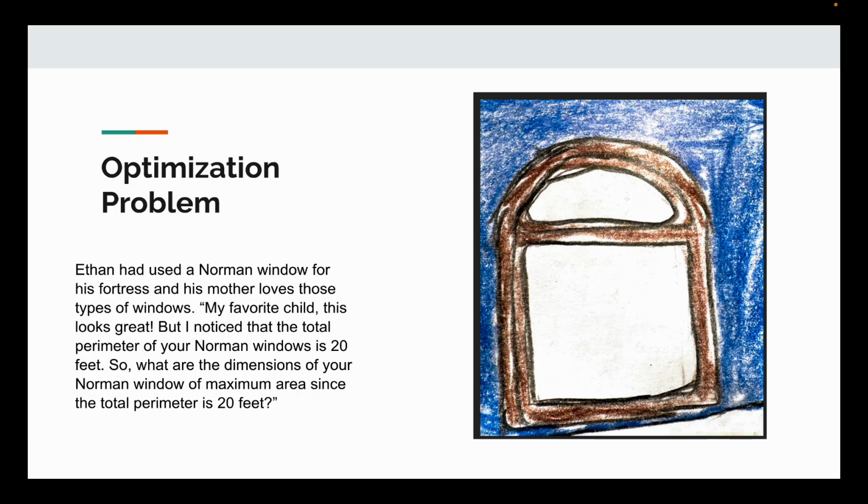Ethan had used a Norman window for his fortress, and his mother loves those types of windows. "My favorite child, this looks great, but I noticed that the total perimeter of your Norman windows is 20 feet. So, what are the dimensions of your Norman window of maximum area since the total perimeter is 20 feet?"